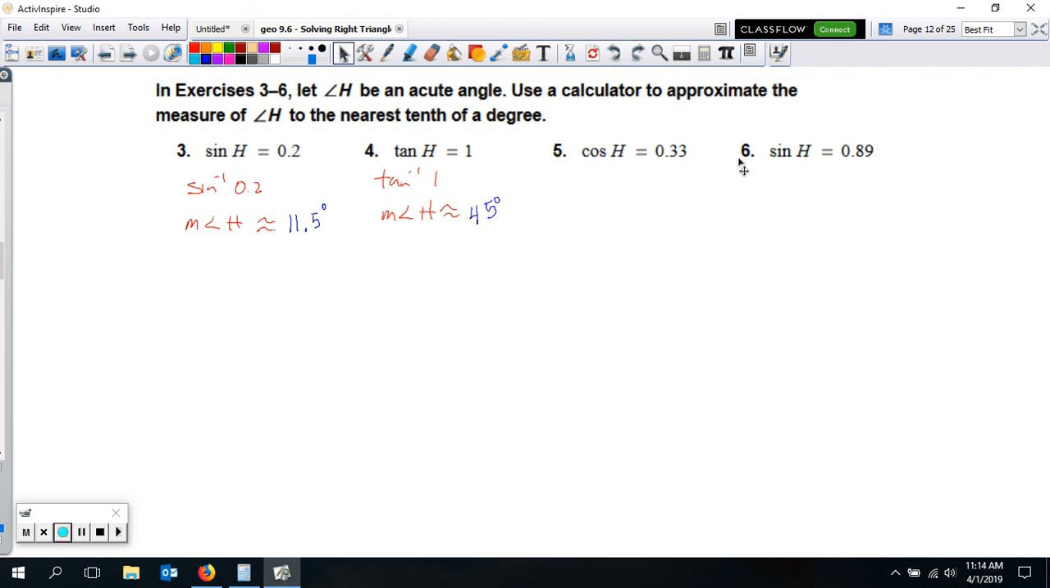So I'll give you a minute here, or seconds, to try to figure out 5 and 6. Go ahead and use your calculator and try to figure out what the H is out of here. What's the angle H from these two? So go ahead and stop the video and try these.